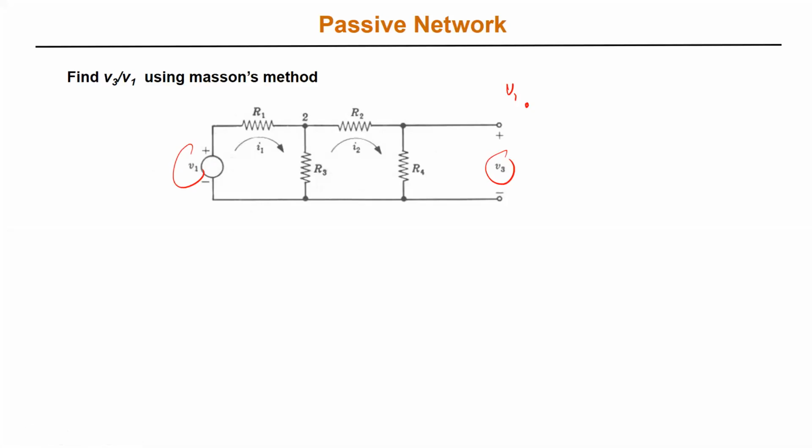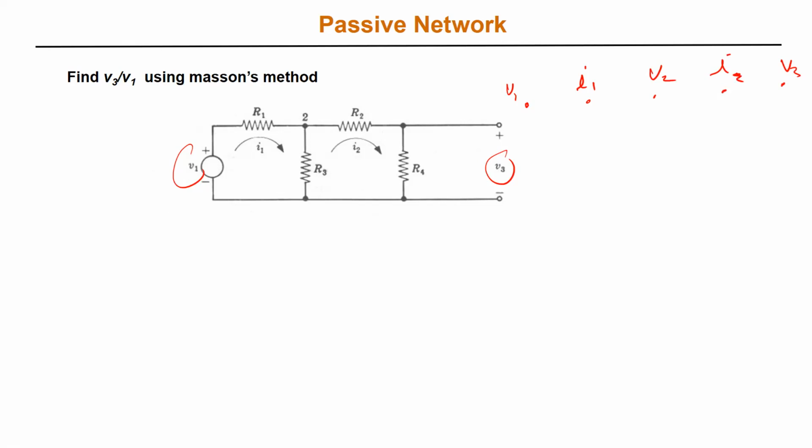And we have the variables V1, I1, V2, I2, and V3. Those are my variables. Okay, so let me establish what the relationships between them are.